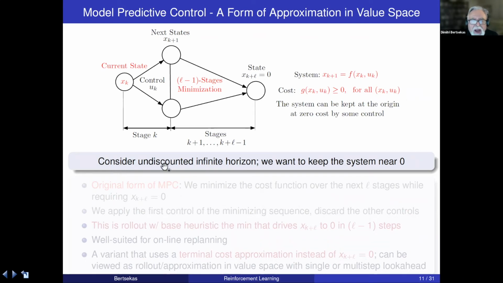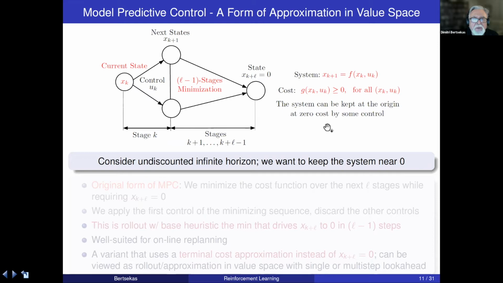And let's consider an undiscounted infinite horizon version of this problem. The general objective is to keep the state of the system near 0, to bring it to 0 or keep it near 0, asymptotically making it approach 0. Now, the optimal solution of this problem can be quite difficult, particularly if you have to do it again and again every so often. It's quite difficult.